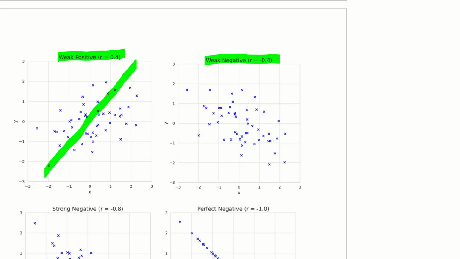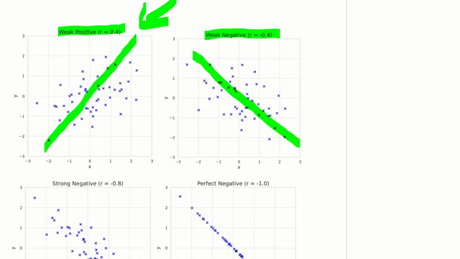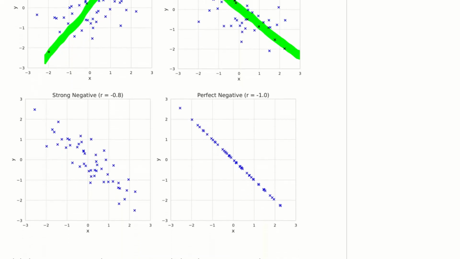Here's a weak negative with R equal to -0.4, and the same comment applies, but this time with a negative gradient. Here we have strong negative, R is equal to -0.8. We can see the points lining up along or around a line with a negative gradient, and then perfect negative, where everything is in a straight line but with a negative gradient.